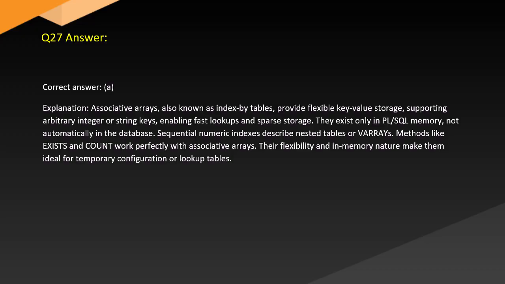Explanation. Associative arrays, also known as index-by tables, provide flexible key-value storage, supporting arbitrary integer or string keys, enabling fast lookups and sparse storage. They exist only in SQL memory, not automatically in the database. Sequential numeric indexes describe nested tables or arrays. Methods like EXISTS and COUNT work perfectly with associative arrays. Their flexibility and dynamic nature make them ideal for temporary configuration or lookup tables.